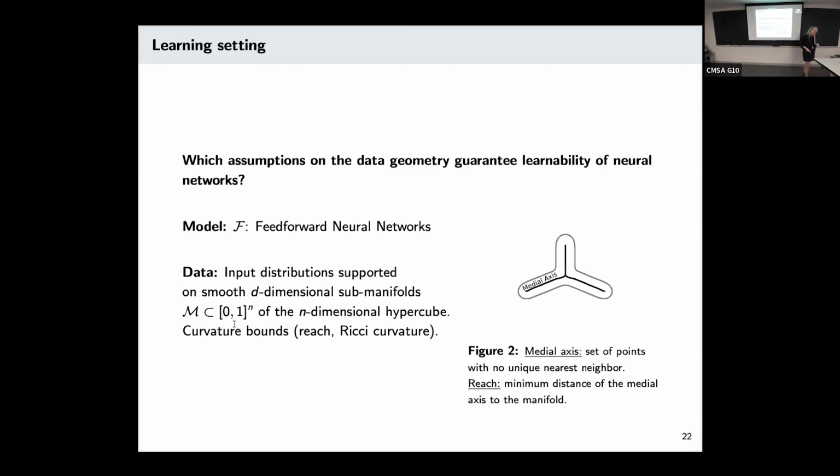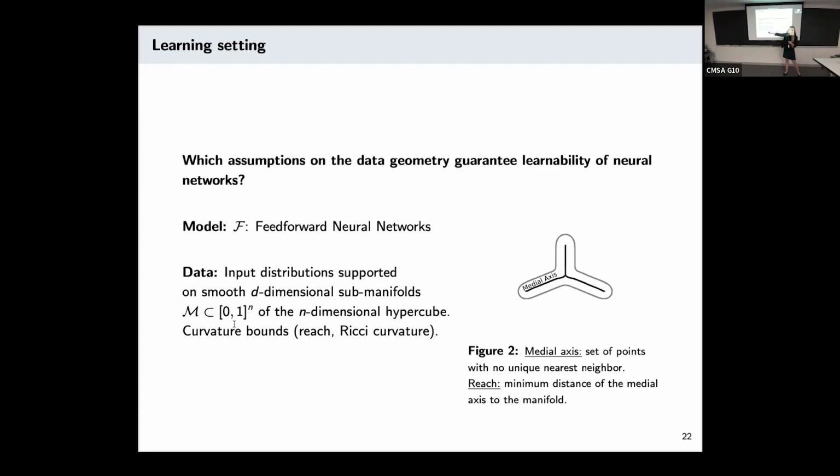And namely, we're looking at smooth d-dimensional submanifolds in the n-dimensional hypercube. That's mostly a theoretical condition and assumption that makes the analysis nicer, but this smooth d-dimensional submanifold is important. So that's the low-dimensional structure that we're considering. And then it's important to take the geometry of the data manifold into account.